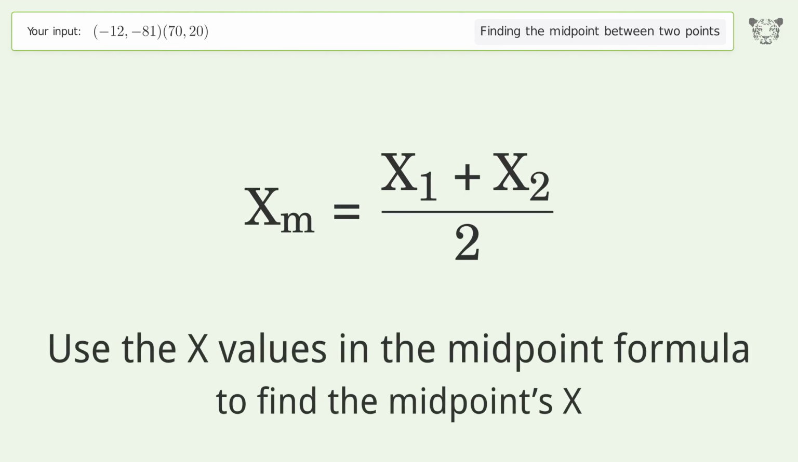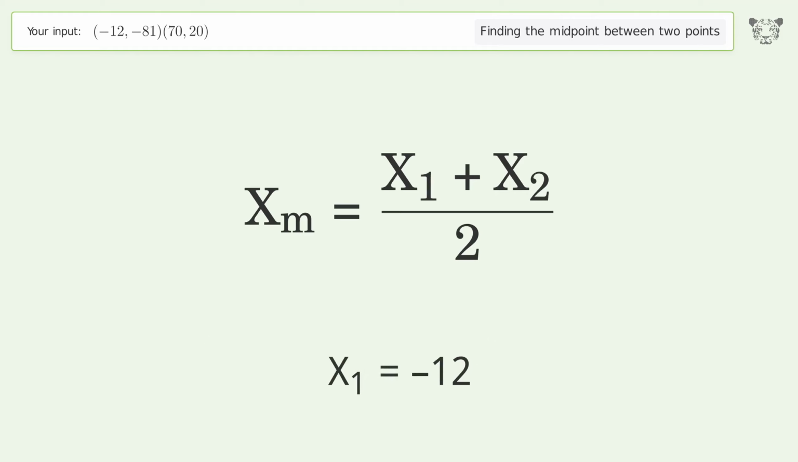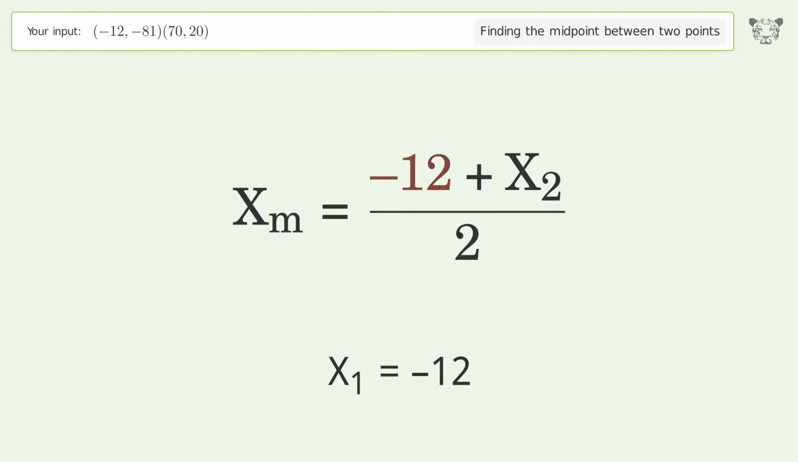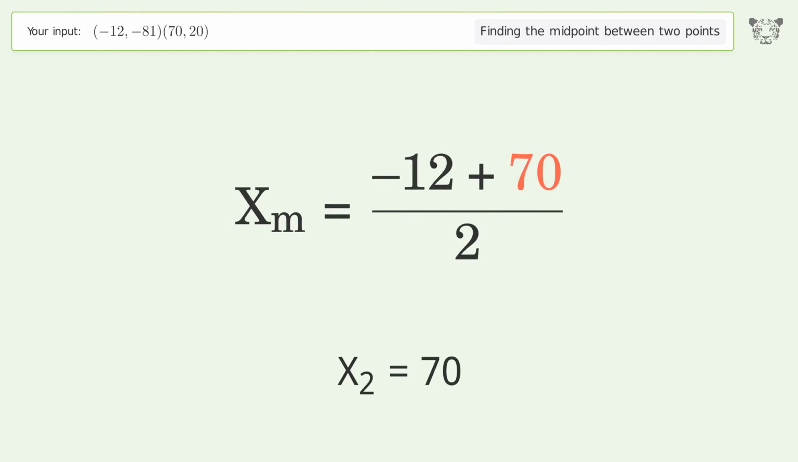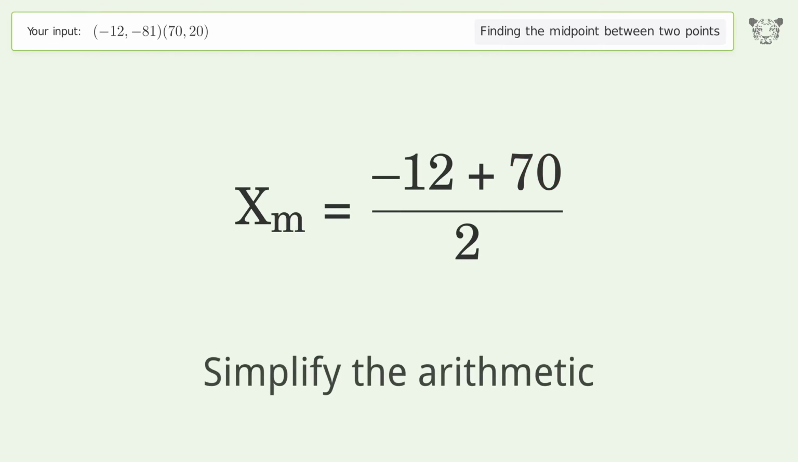Use the x values in the midpoint formula to find the midpoint's x. x1 equals negative 12. x2 equals 70. Simplify the arithmetic.